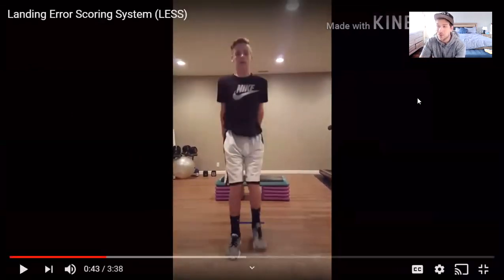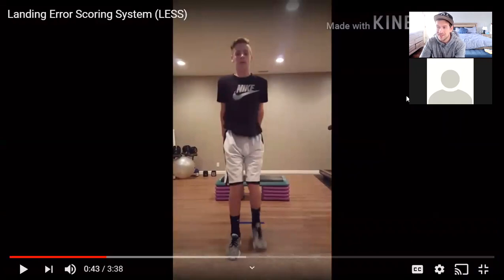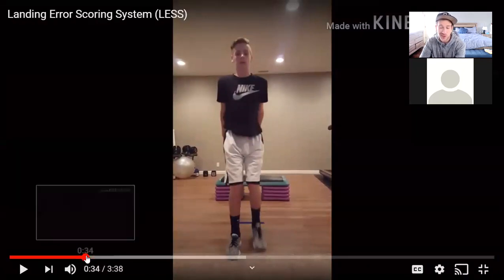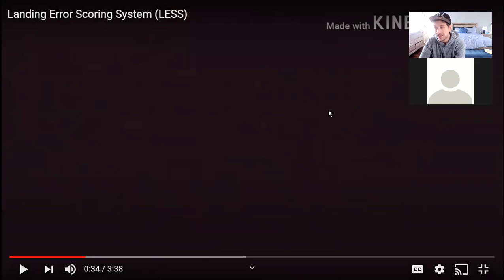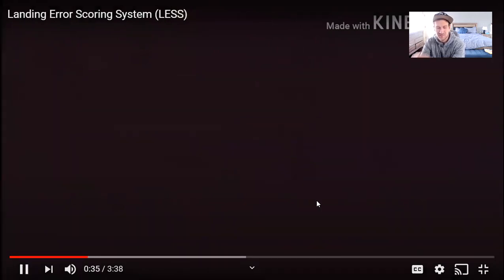Do you guys see how much is going on in his foot and ankle complex? Do you guys notice that? Look at his feet when he lands. Also, he shouldn't be bouncing back to get the reps done really fast. You don't need to do that. But take a look here. And then repeat the process.